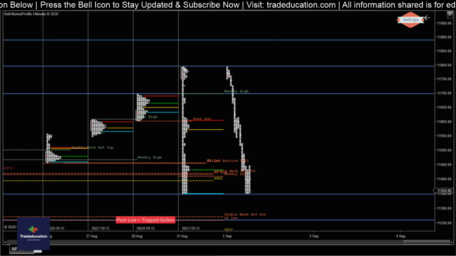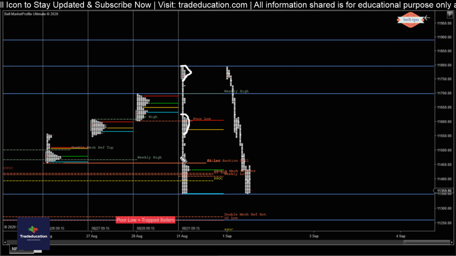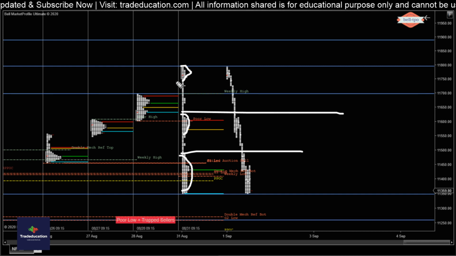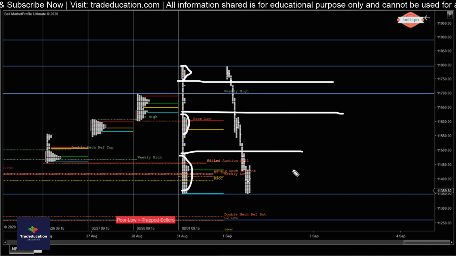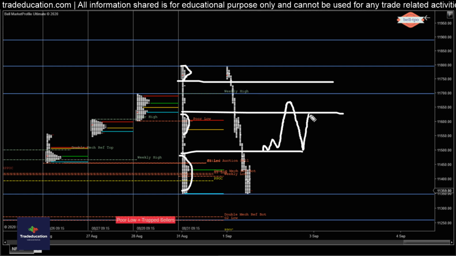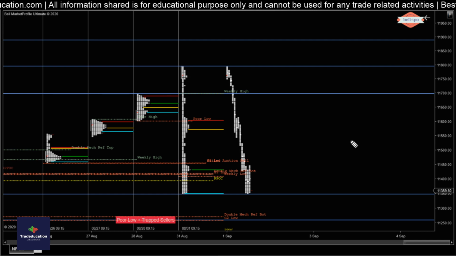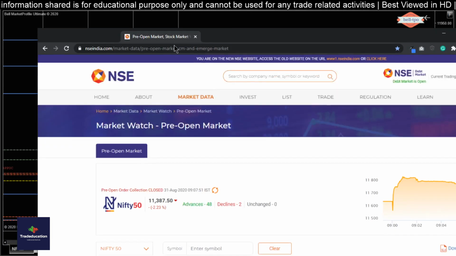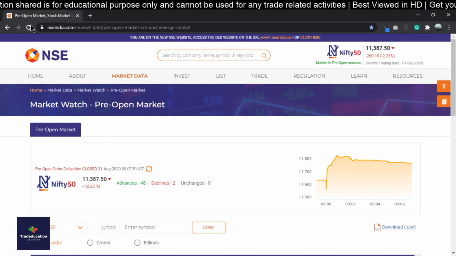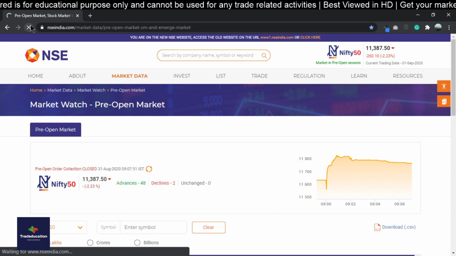So this is the first distribution, this is the second distribution, and this is the third distribution. Okay, so these are the three zones. What I'm expecting today is the auction to open higher, maybe tag the single print zone and just develop sideways. Okay. So let me do one thing. Let me bring in the pre-open market session and let's look at where the auction is going to open.